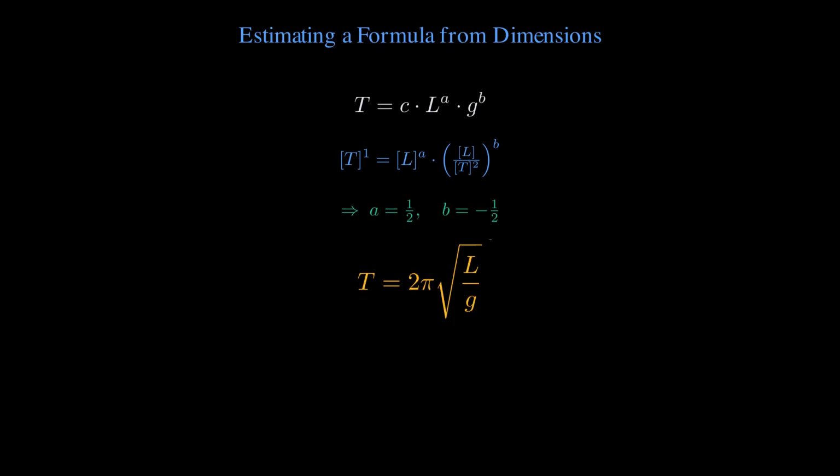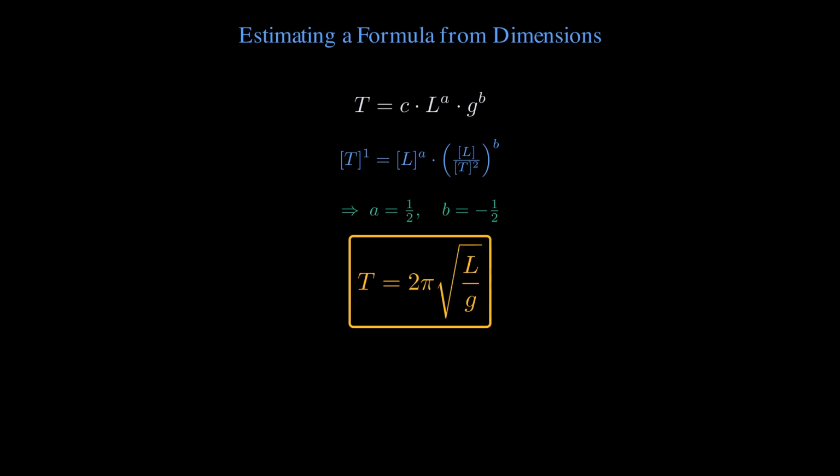The second power of dimensional analysis is estimating formulas from scratch. Suppose we know that the period of a pendulum depends only on its length and gravitational acceleration. The dimension of length is L. The dimension of gravitational acceleration is L over T squared. We need the result to have dimension T.